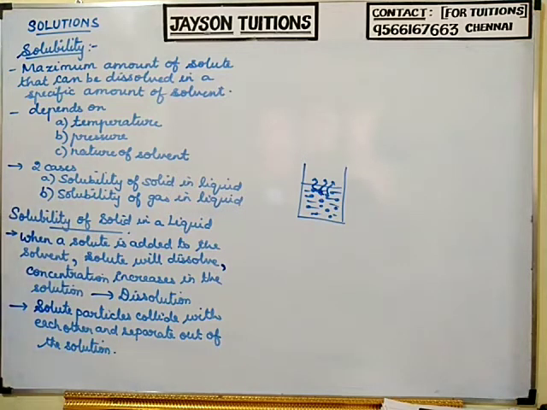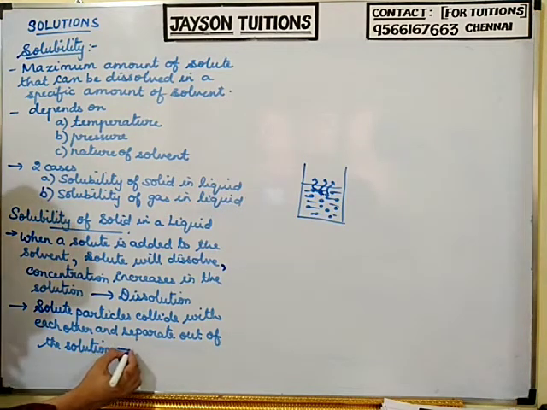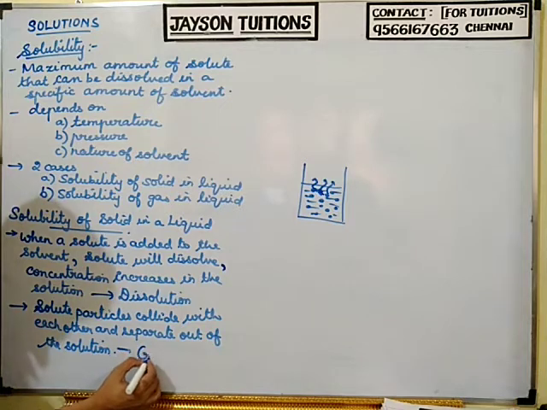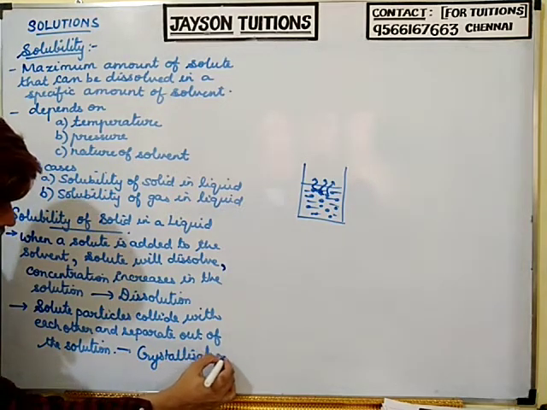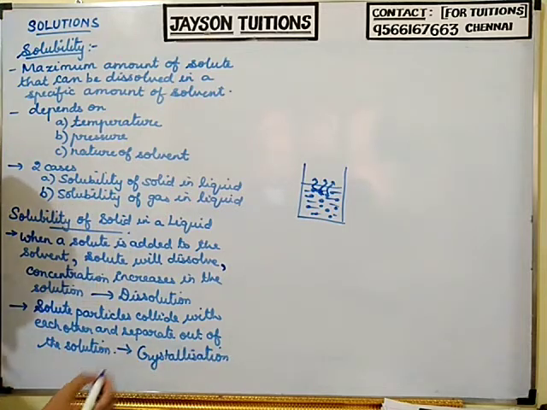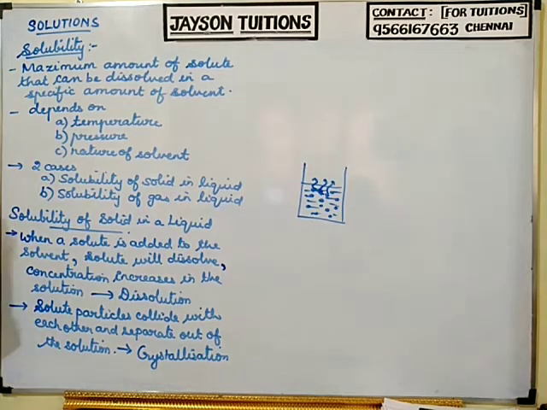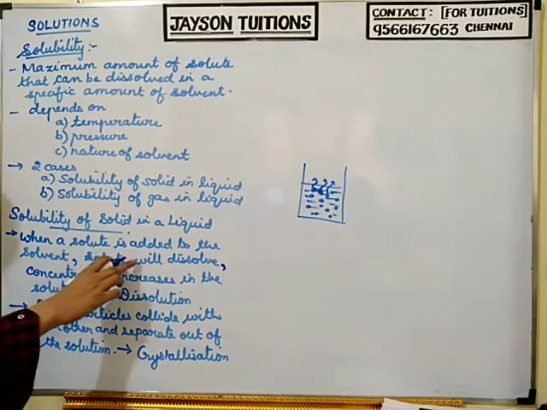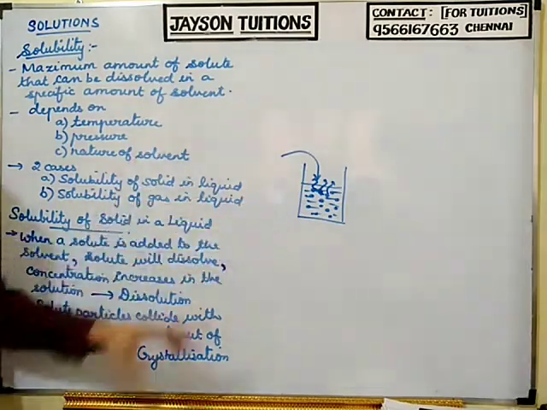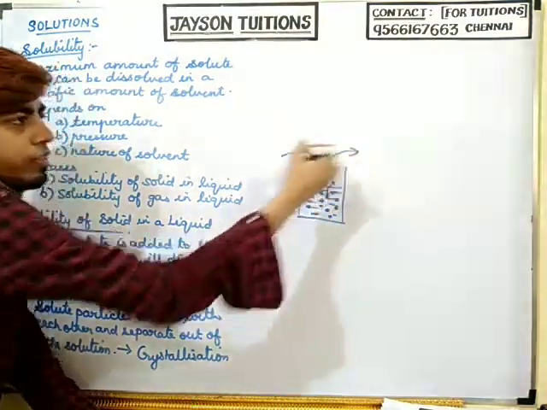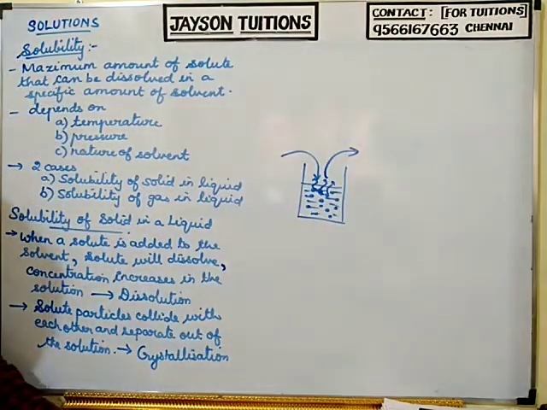They will separate out of the solution. This process is called crystallization. So, understood what is dissolution and crystallization. At a particular stage, what is dissolution? Solute entering into the solvent is dissolution. Solute coming out of the solvent is crystallization.